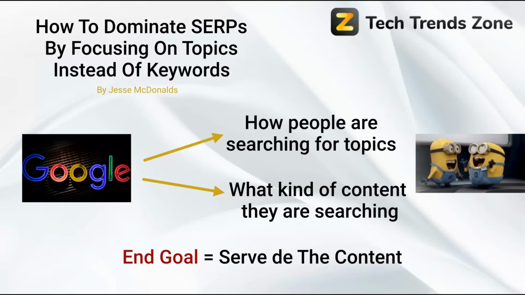For that, you need to know how people are searching for topics and what kind of content they are searching for. And this is what Google is using in their algorithm right now. Google itself is saying that.